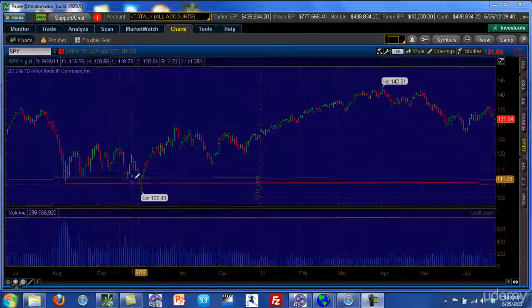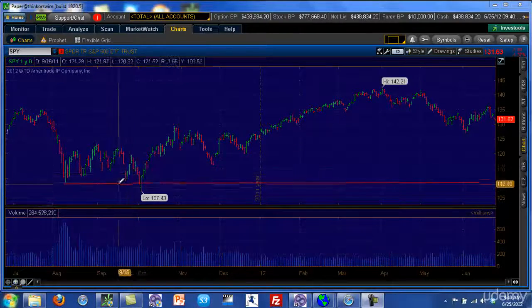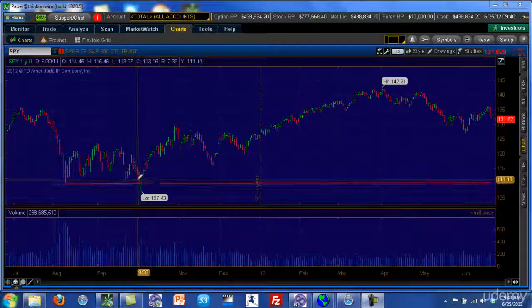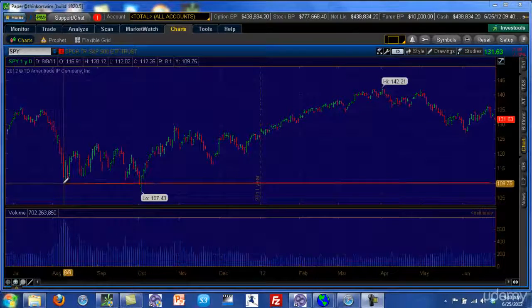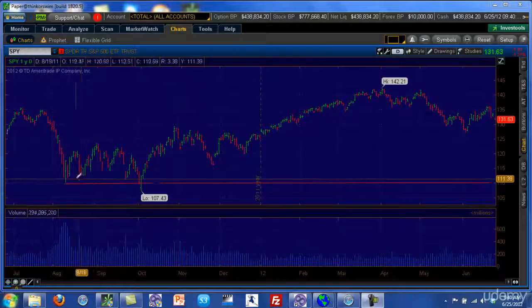So if we look back to last August and September, we can see that support points exist right here. Then it tries to come back, and again you can see this support point right there. And then here there is a strong turnaround from this support point. So let's look at what exactly these points are.